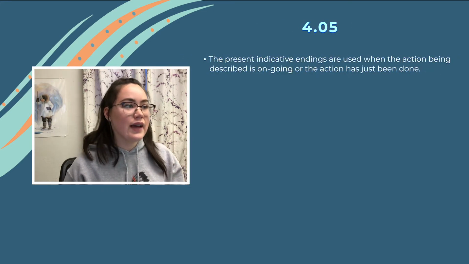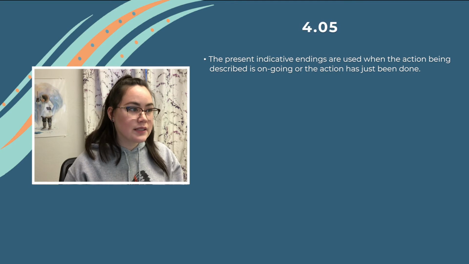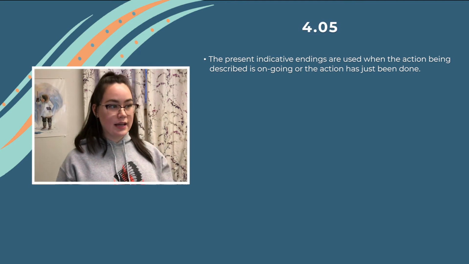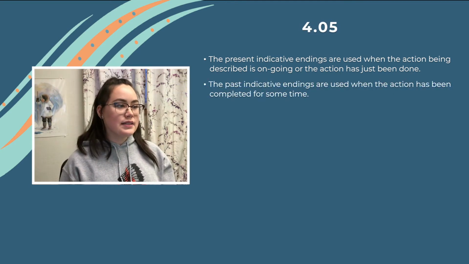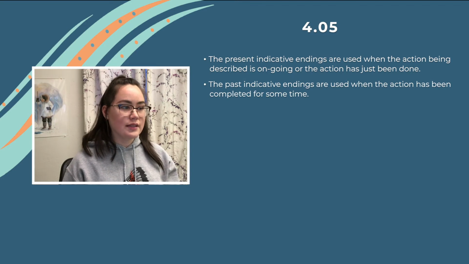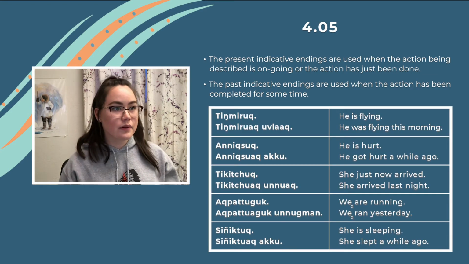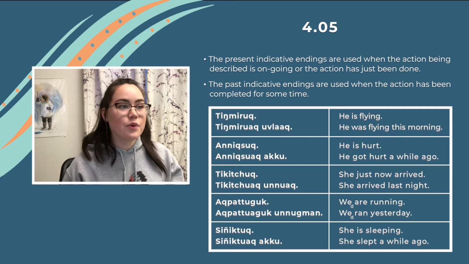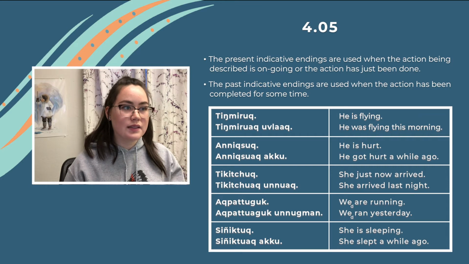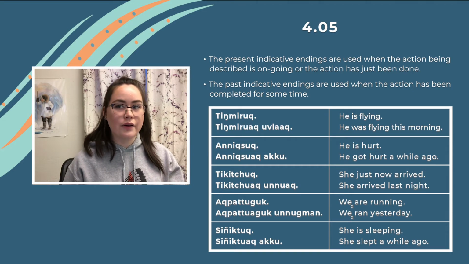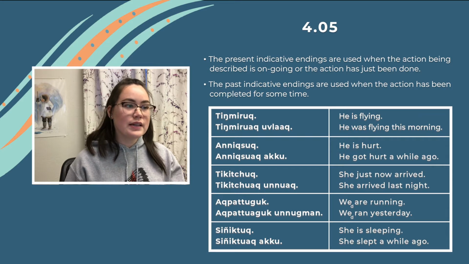The present indicative endings are used when the action being described is ongoing or the action has just been done. The past indicative endings are used when the action has been completed for some time. So, for example, tingmirok, he is flying. Tingmirok uvlak, he was flying this morning. Anneksok, he is hurt. Anneksok aku, he got hurt a while ago. Tikitchok, she just now arrived. Tikitchok unnok, she arrived last night.